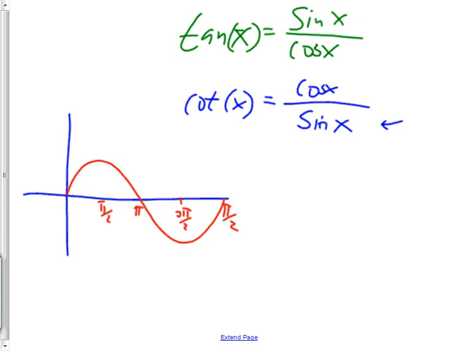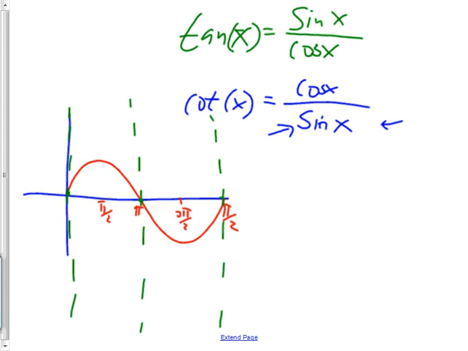Yeah, because if sine is ever 0, what's going to happen with cotangent? Undefined. It'll have an asymptote there. So when does sine hit 0? It hits here and here and here. And those spots have asymptotes here and here and here. All right.